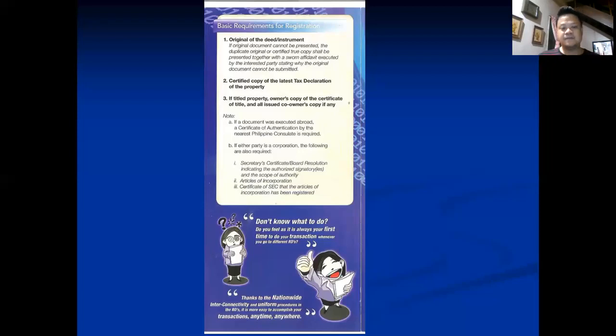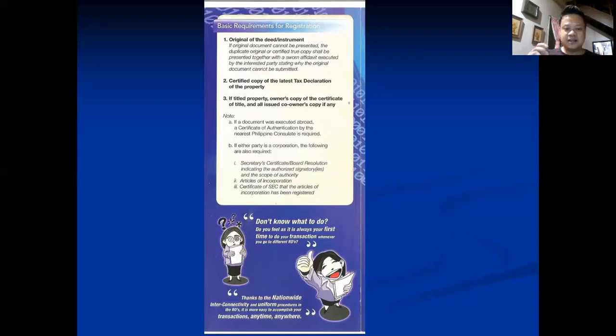Okay? Now, if either party is a corporation, the following are also required. Di ba? Meron tayong natural person at may juridical person tayo. Natural, ikaw, ako. Juridical, corporations. Di ba? So if it's a corporation who is transacting, either selling or buying, there is a need for them, especially if they are the buyer, a secretary certificate indicating the authorized signatory and scope of authority. Okay? So there is a secretary certificate, board resolution. Also, if you are the seller, that is also required for the authorized representative to sign the instrument of conveyance.